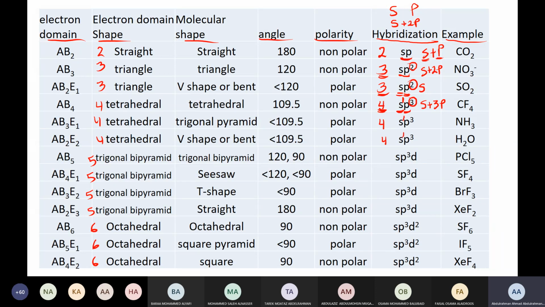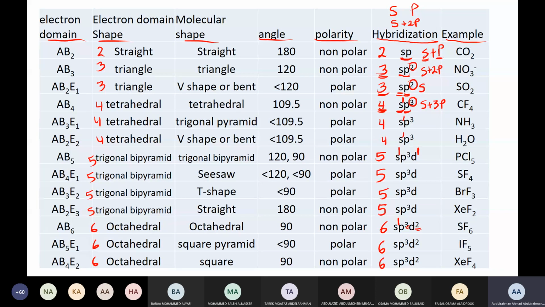When we go to 5, what are we going to mix? 1 from s. How many can you have maximum of p? 3. And so we need 1 more, which we'll take from d. That's why the hybridization will be sp3d1. This one is 5, sp3d1. If you go to 6, you need to mix 1s with 3p with 2d to make it 6.